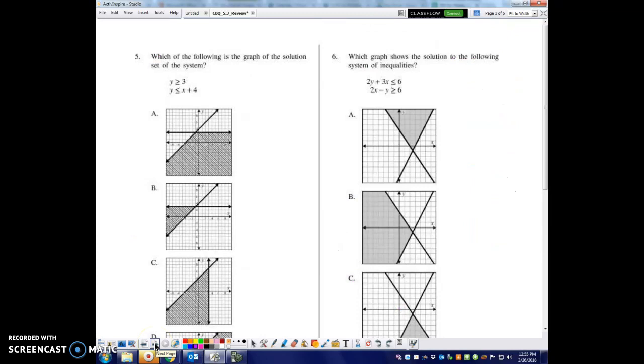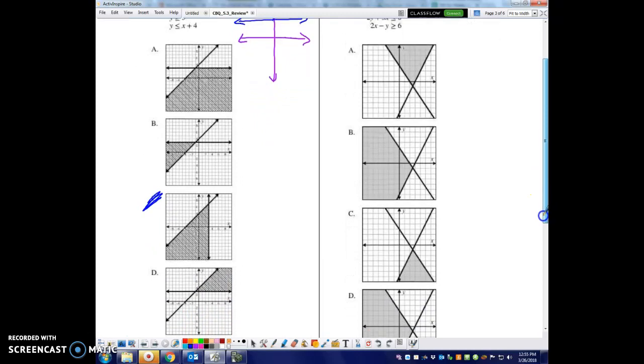Which of the following is the graph of the solution set of the system? So we have these two. This is y is something 3. So we know that it has to cross through the y-intercept at positive 3. So it has to cross like this. That one does. That one does. This one's crossing through x at 3, so no. And then the bottom one does.